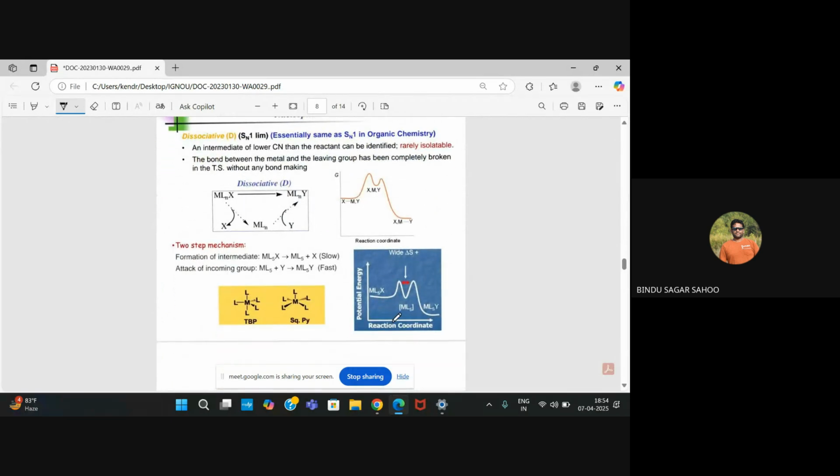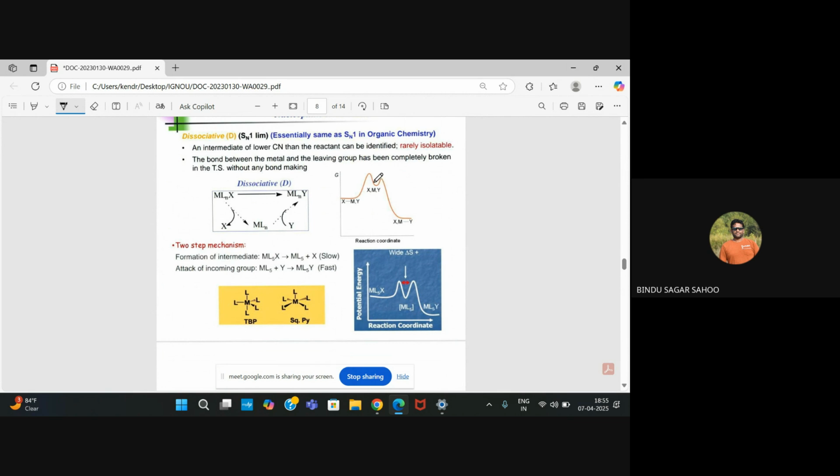Okay, and the reaction coordinate path of the dissociative mechanism is just like that. This will be the energy of the reactant, and this will be the energy of transition state 1. And this part represents the position of the intermediate. And this part will be the energy of transition state 2. And this will be the energy of the product.